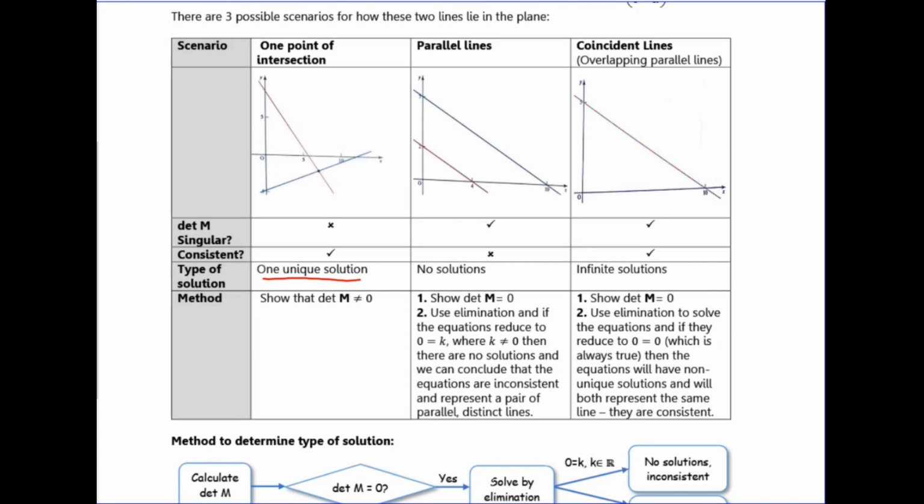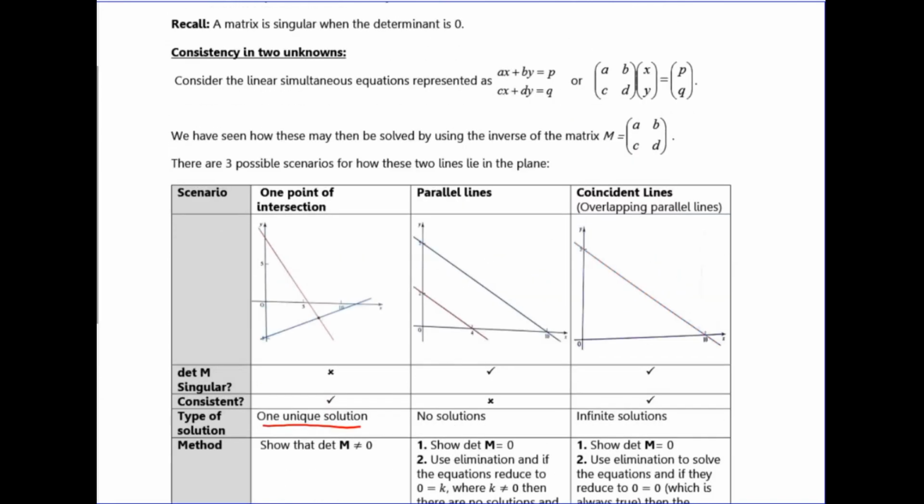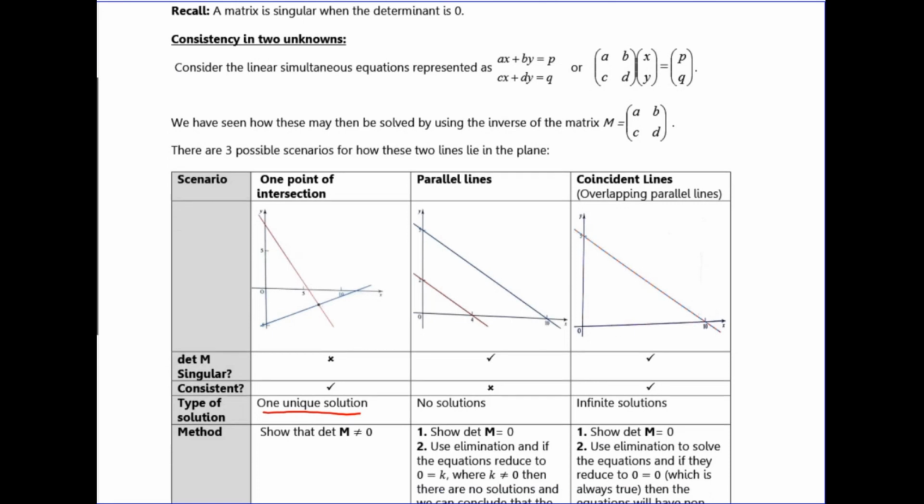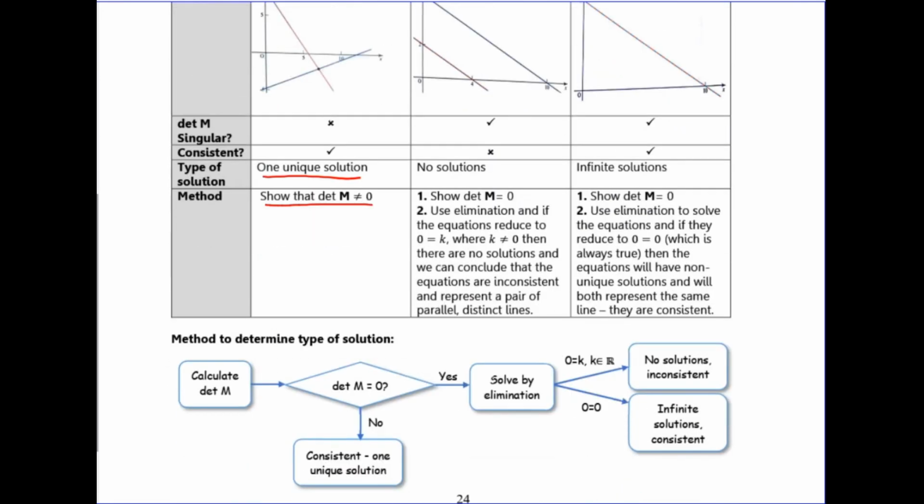In this case, when you're setting up the matrix equation to solve this, it means that you can solve this, and it means that the determinant of that matrix isn't zero. Okay, so if you work out the determinant of your matrix and you don't get zero, that means that your lines do cross somewhere and there is one unique solution.